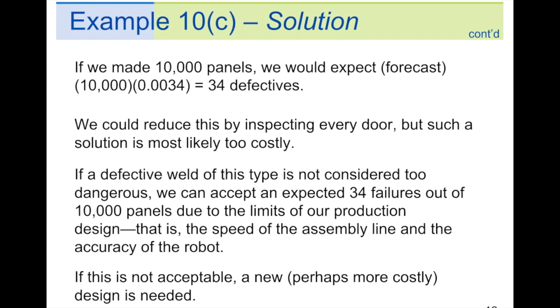Another thing you can do with this is a way to see if the robot is not as good as expected. So if you do the 10,000 panels and you have more than 34 failures, if it's a lot more, something could be wrong with the robot, and you can test that. So that's how geometric probability distributions can be helpful.